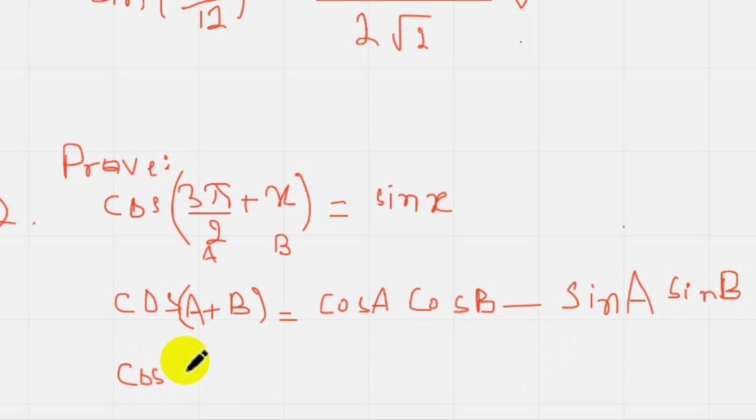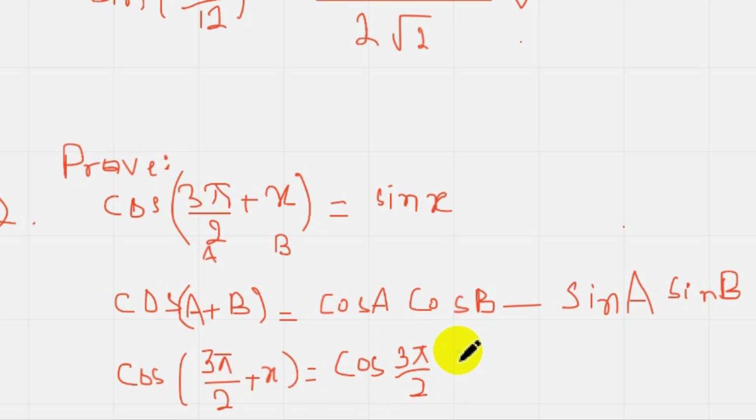So cos(3 pi over 2 plus x) equals cos A, which is cos 3 pi over 2, then times cos B, which will be cos x, as this is A, this is B. Okay, then minus sine A, which will be sine 3 pi over 2, times sine B, which will be sine x.